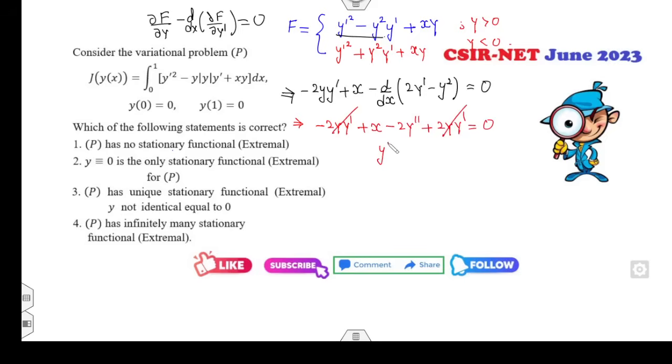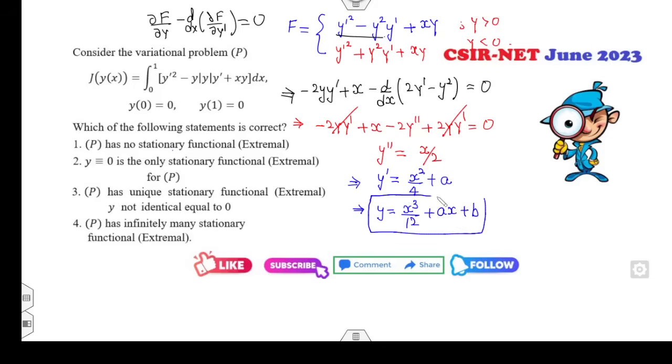So that means y double dash is my x/2. So can you find the value of y? Integrate once, that will be x²/4 plus a. Integrate again, y will be x³/12 plus ax plus b. This will be the solution, right? Fine, now you are given the condition.